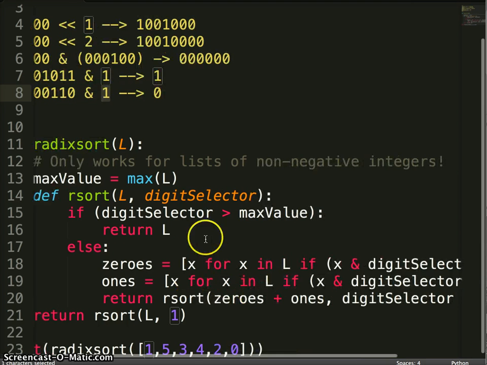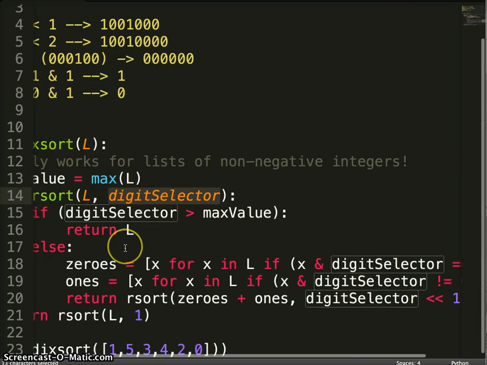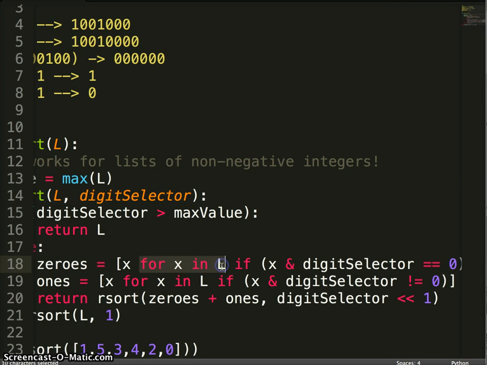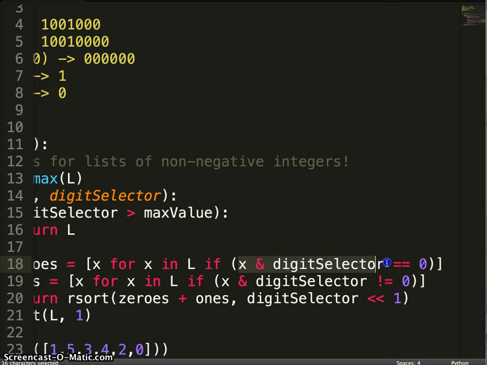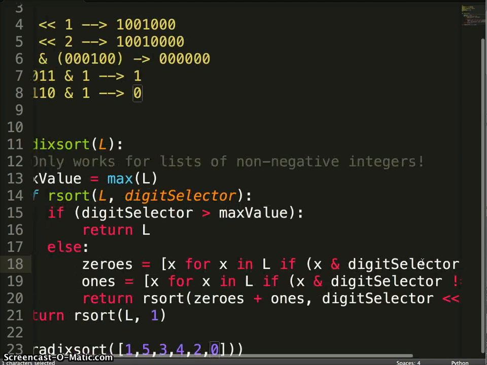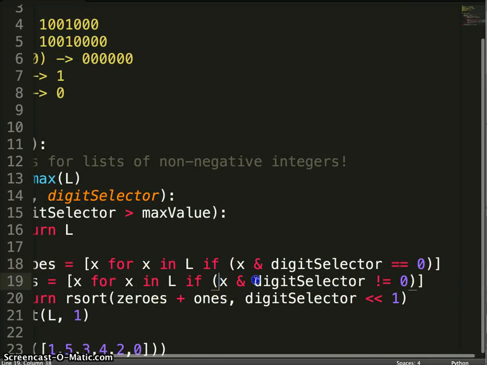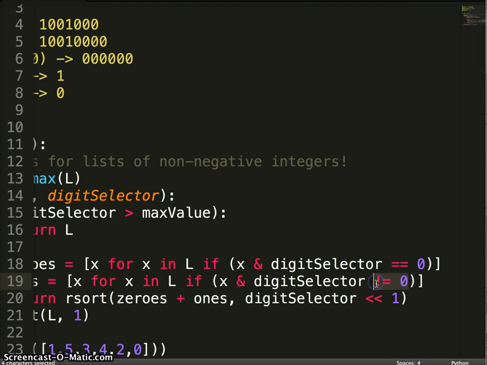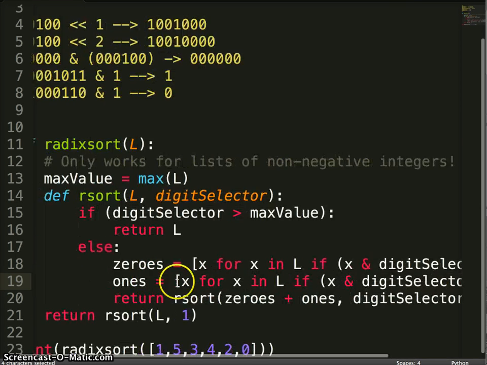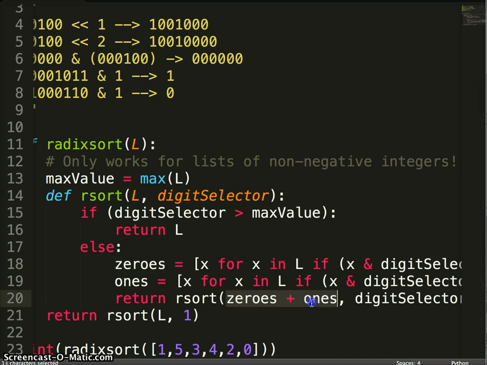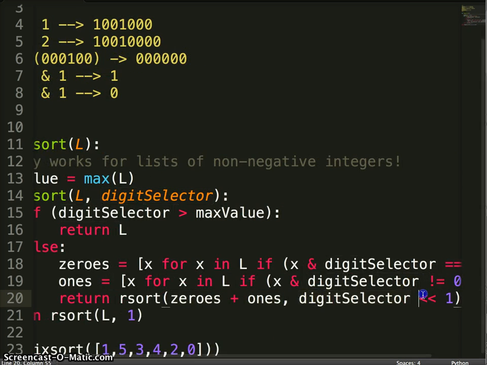So essentially what I'm going to do is say, okay, let's look at the recursive case. The things with zeros in them is every number in L if x and the digit selector is equal to zero. That means that at that digit there's a 0. The ones is if I say x and the digit selector is not equal to 0. That means that it's a 1 there. So then I've partitioned it into zeros and ones for that given actual digit. And so then I recombine the lists in order, and I say digit selector left shift by 1.